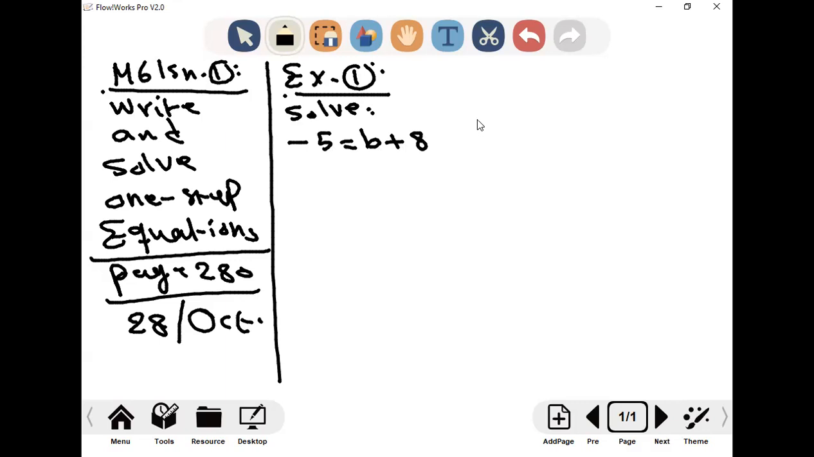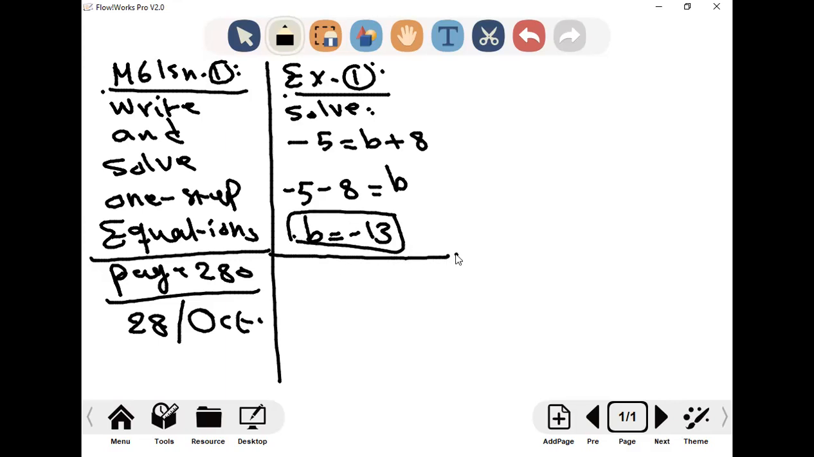Yesterday we said if you transform a term from one side to the other, you need to change its sign. If it's positive, it will be negative. If it's negative, it will be positive. So here I need to get rid of this 8. So b = -5, and bring the 8 to -5. Positive 8 will be -8. Now -5 - 8 is -13. To check your answer, replace b by -13: -13 + 8 is -5, right?